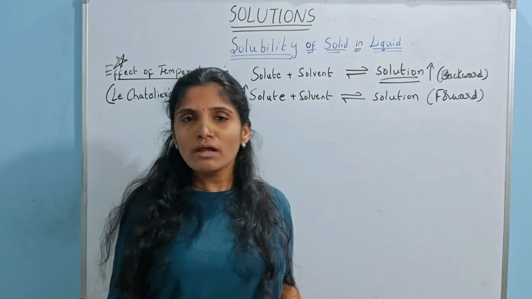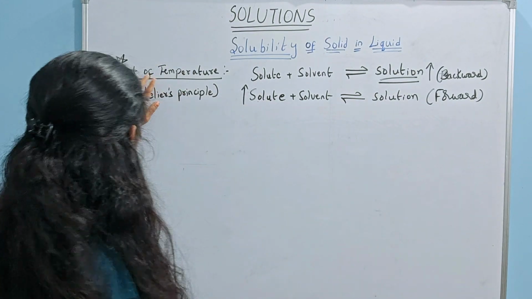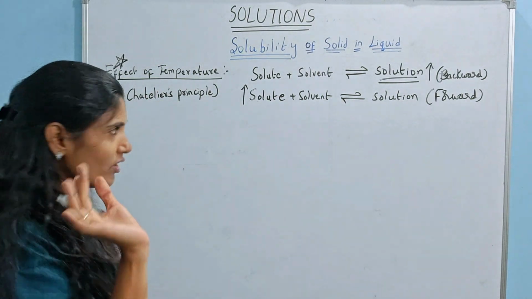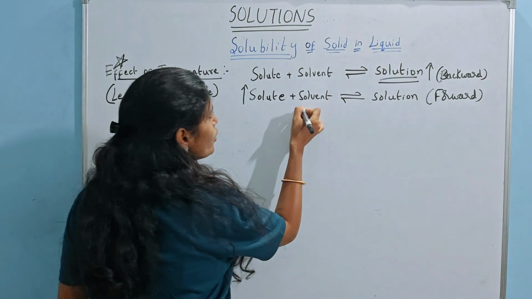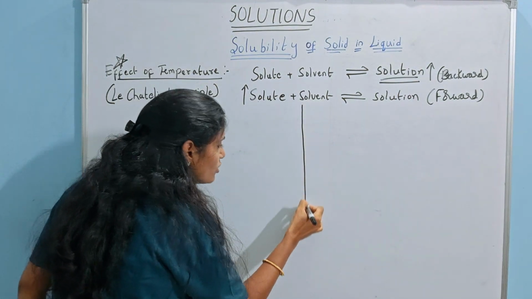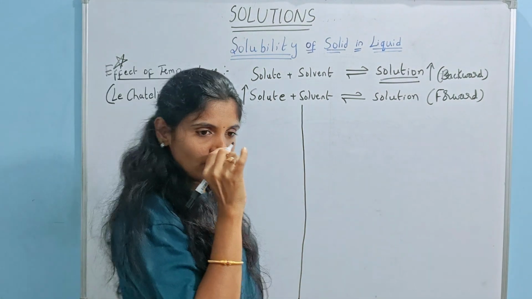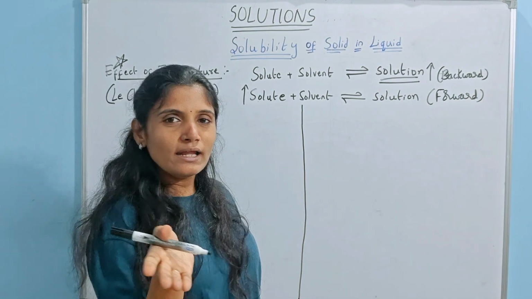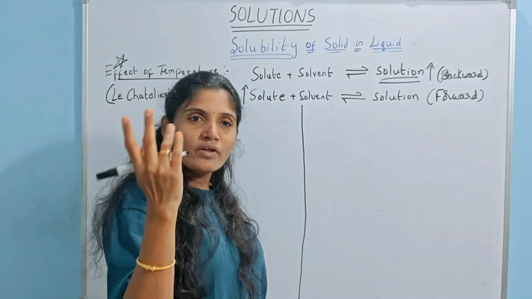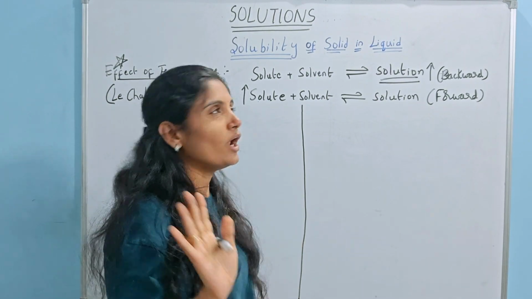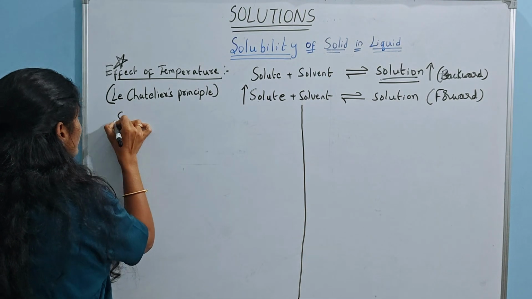Now, how should I apply Le-Chatelier's principle for the effect of temperature? It is very easy, please try to follow. Now you have two types of reactions, exothermic reactions and endothermic reactions. So the effect of temperature on the solubility of solid in liquid depends on whether the dissolution is exothermic or endothermic. Means what? I will tell you.